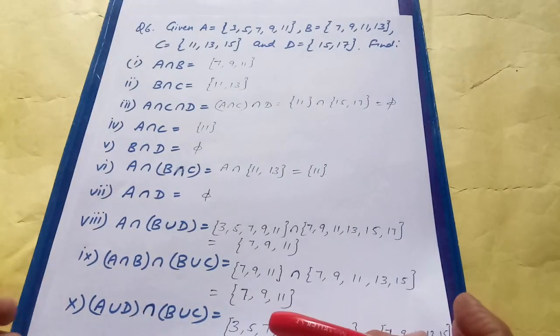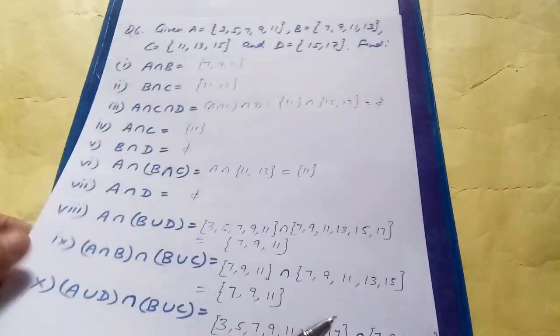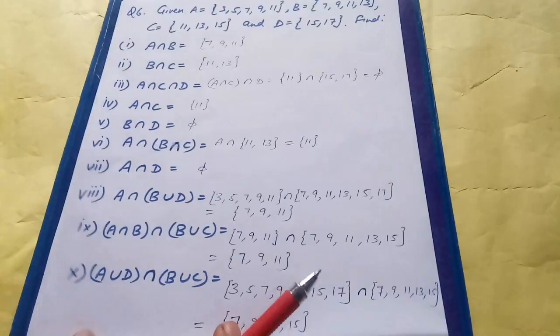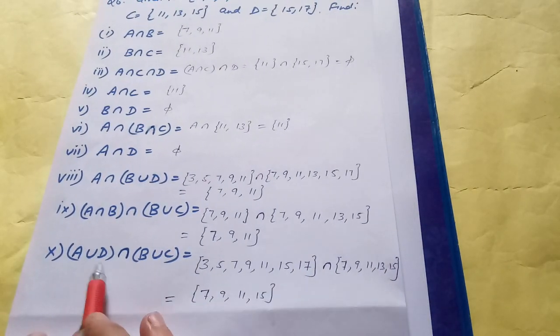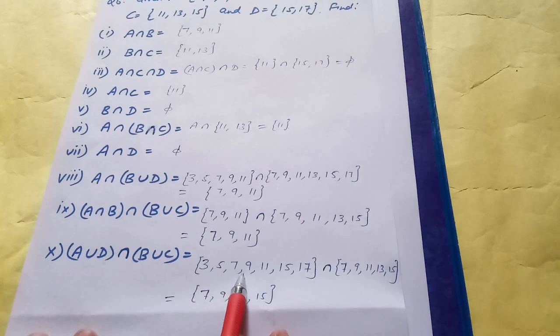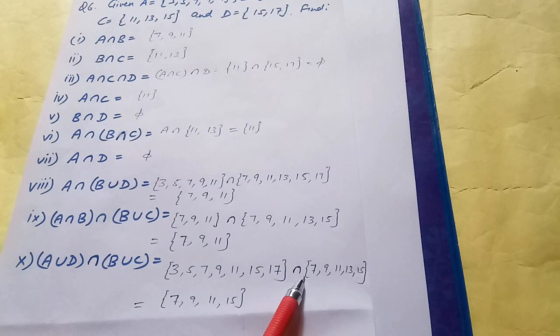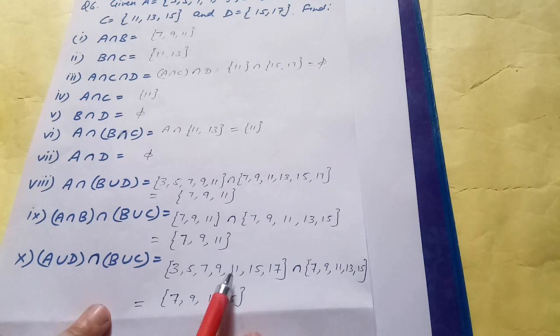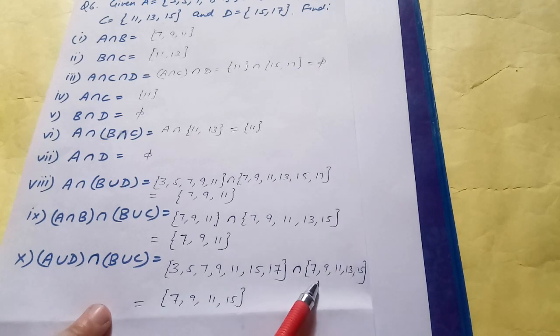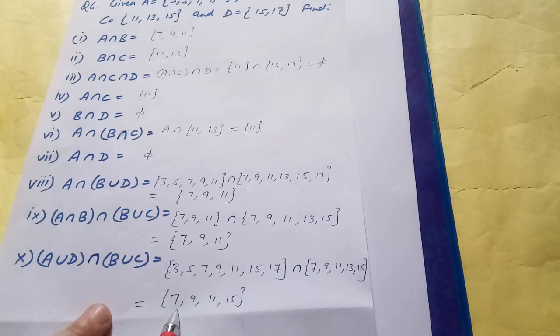Next is 10th part, that is A union D intersection B union C. Now firstly take A union D, and the elements of A union D are 3, 5, 7, 9, 11, 15, 17 intersection with B union C, and B union C is 7, 9, 11, 13, 15. Now take the intersection of these two sets, take the common elements, that are 7, 9, 11, 15.